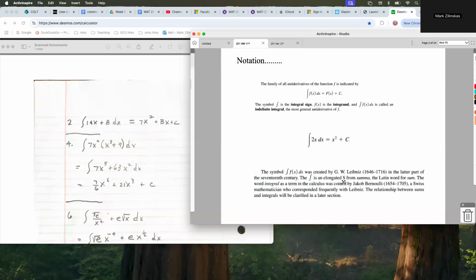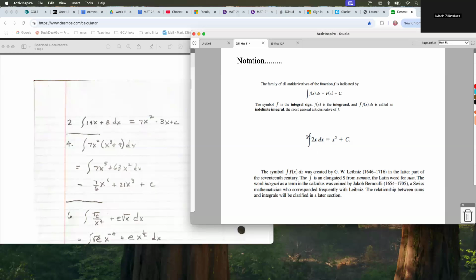Down here, this was from your textbook, it gets into a little discussion of who Leibniz was. He was one of the names associated with the development of calculus, along with Sir Isaac Newton and this Bernoulli, who had a brother that was also pretty involved, back in the 17th and 18th centuries. So just a little historical note on where that notation came from.